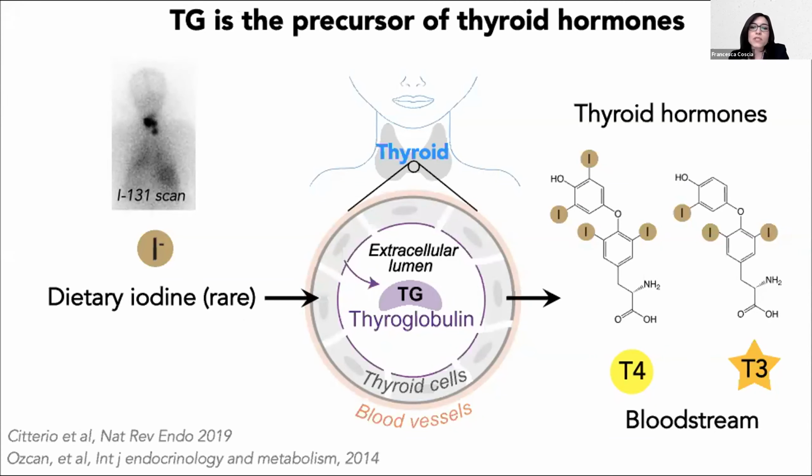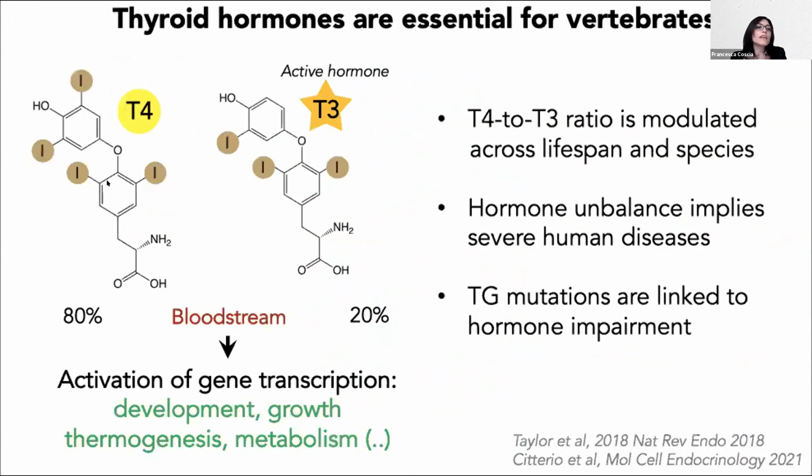So we have two types of thyroid hormones that are secreted in the bloodstream, T4 and T3: T4 with 4 iodine atoms and T3 with 3 iodine atoms. So although the majority of the hormone produced is T4, T3 is the most active form on metabolism. And in particular, from the bloodstream, those two hormones reach basically every cell of the organism, and they activate the transcription of metabolic genes controlling fundamental processes such as development and growth.